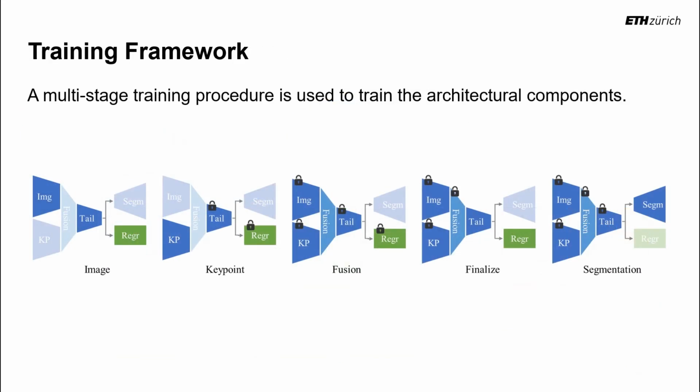So how do we train the network? We employ a multi-stage training procedure where we freeze different parts of the model and selectively remove components from the information flow.